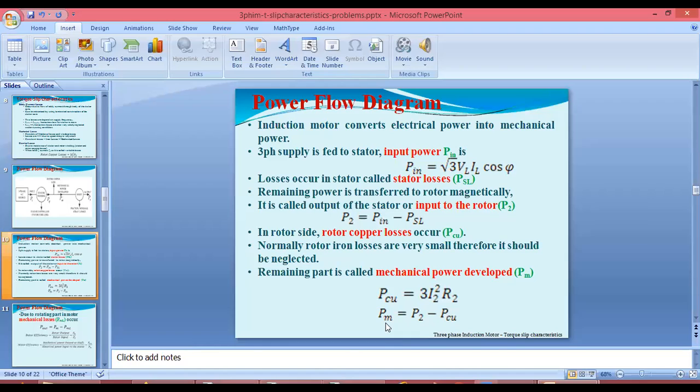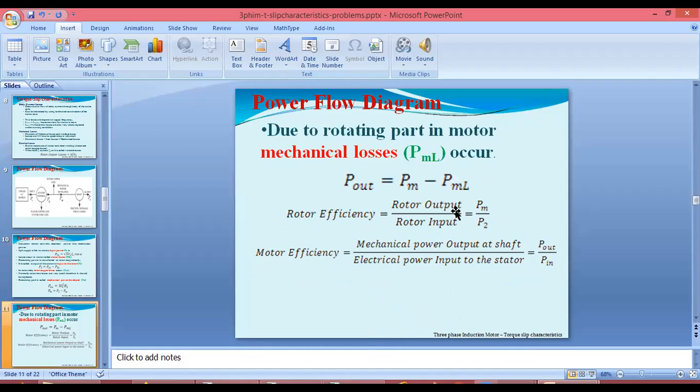But we are saying mechanical power is nothing but the rotor power. The remaining power which will go to the rotor we take as the mechanical power. So we can take here PM equal to P2 minus PCU. Now, due to the rotating part of the three-phase induction motor, you will get a power loss. That power loss we are saying is PML, the mechanical power loss. So you can take P out equal to PM minus PML.